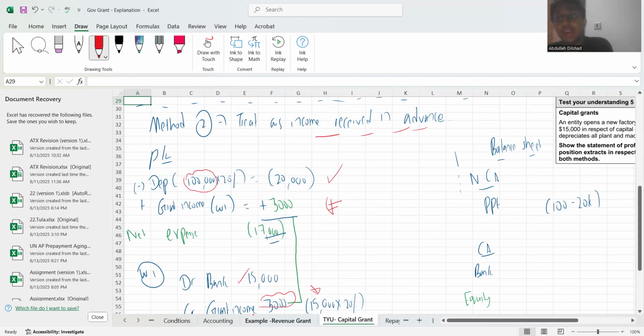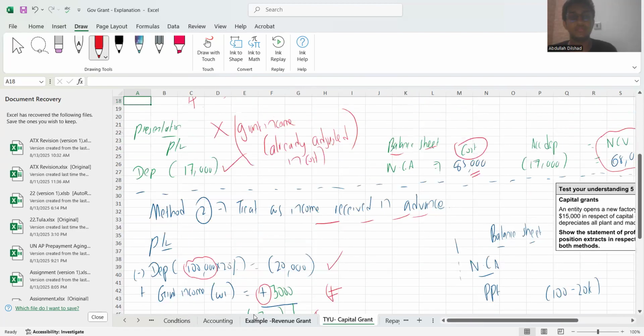So this depreciation is high. How will you reduce it? You just simply show another line as grant income and show plus 3,000. So the net expense would be 17,000 only. Your net expense would be only 17,000.